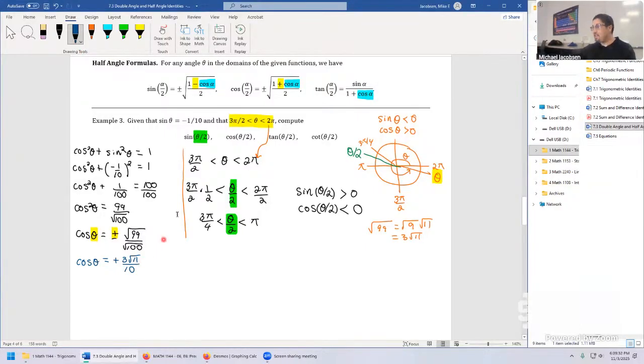Once we have that cosine value, we're just going to plug it into these 3 different identities, which will do the first 3 parts right here. But any questions at all, folks, running through this first initial step?